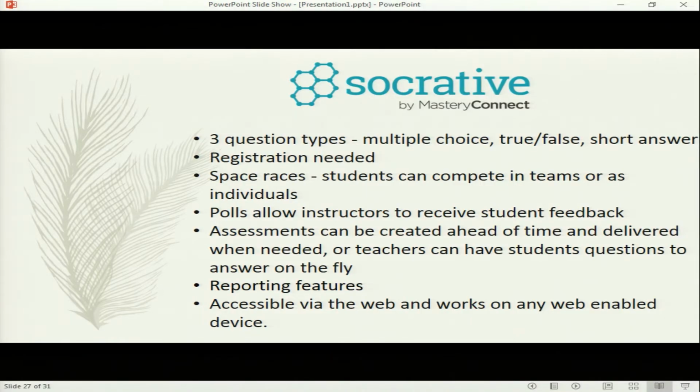Very good. It has 3 question types: multiple choice, true or false, and short answer. You need to register, but registration is free. And there are also polls and reporting features. And also there is a space race, which allows students to compete with each other in teams. So that's also a good point about Socrates.